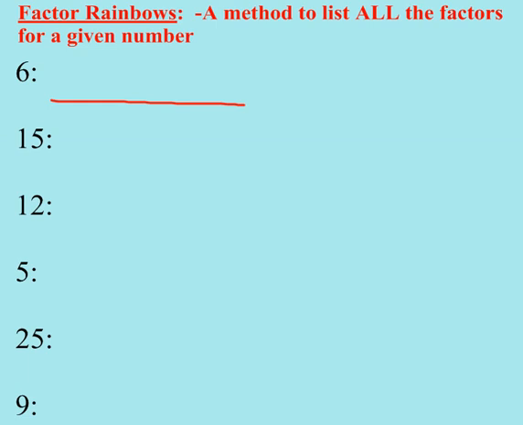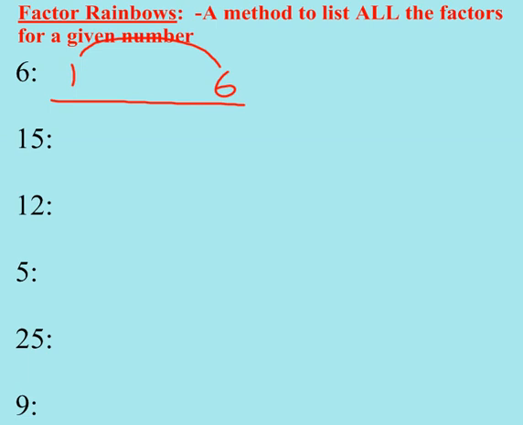I start with the smallest one. 1 goes into every number, so I know 1 is a factor of 6. I'm going to draw a curved line like a rainbow going over to the other number, the part of the factor pair that gets me 6. And I know 1 times 6 equals 6, so that's why they're connected with that rainbow.